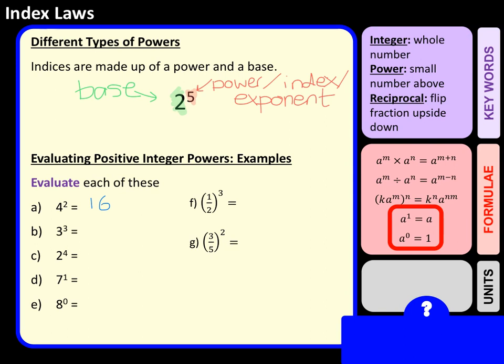3 cubed is 3 times 3 times 3, which is 27. 2 to the power of 4, 2 times 2 times 2 times 2, and that gives us 16.